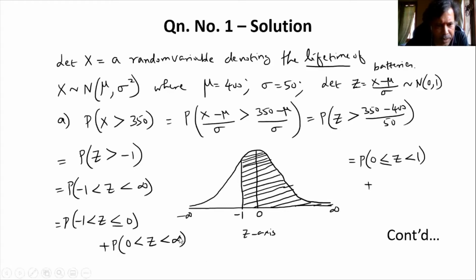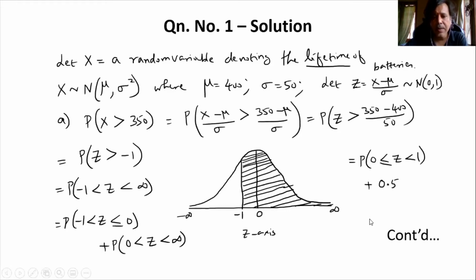Then what is this? This is actually half of the curve, 0 to infinity. So the area, we already had seen that the area is 0.5 in the theory in the previous video. So this I will write as 0.5 because it is exactly half of the area. Now, for this probability of 0 less than or equal to z less than 1, we will use the table, right?